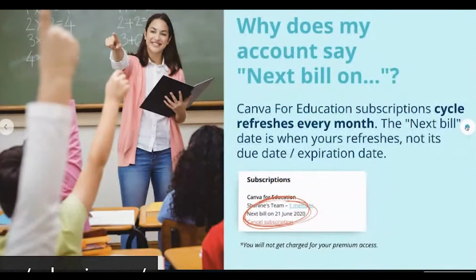Alright. That's important. The next question is a very common one in our community. Why does my account say next bill on? Under subscriptions, you would see the next bill and then a date. So automatically, we think that our subscription will expire or that we will be charged. No, it's free today, it's free tomorrow, it's free forever as long as you're upgraded. With Canva for Education, the cycle refreshes every month. So the next bill is the actual date when your cycle will be refreshed. It doesn't mean it's a due date for you to pay. We don't have that. It also doesn't mean it's an expiration date, because it's free forever for you.